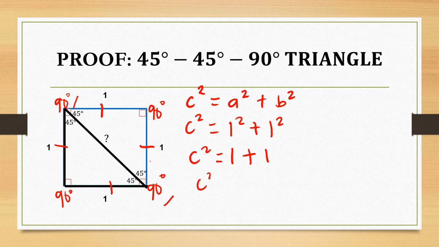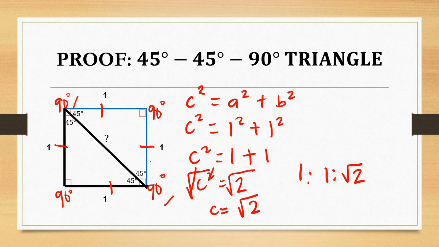So c squared is equal to 1 plus 1, that is 2. Get the square root of both sides. So square root ni c squared ay magiging c na lang kasi makakancel na to. So c is equal to square root of 2. Now the ratio of the sides of a 45-45-90 degrees triangle is 1 is to 1 is to square root of 2.